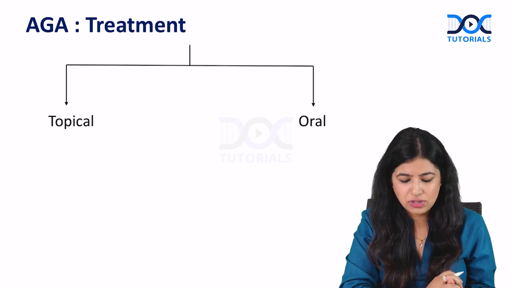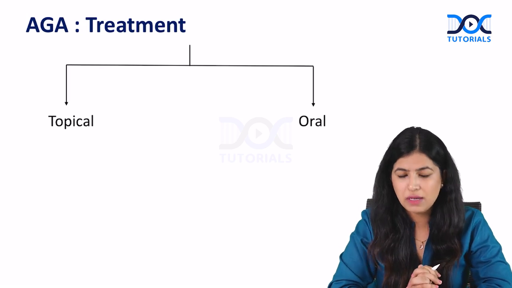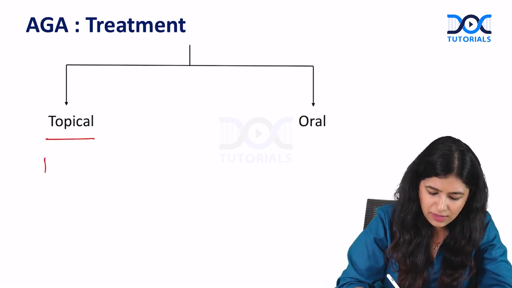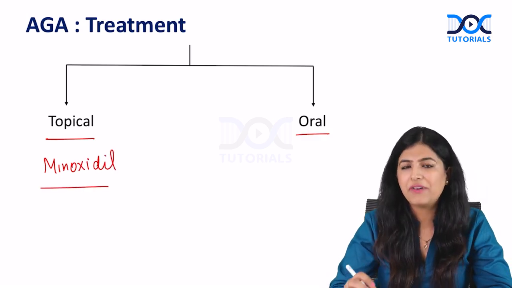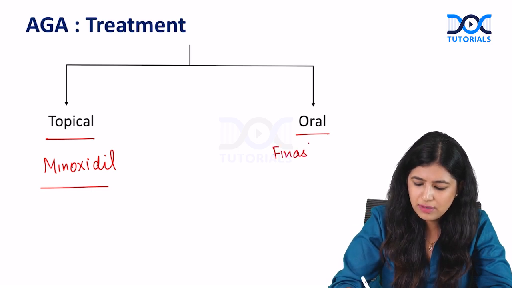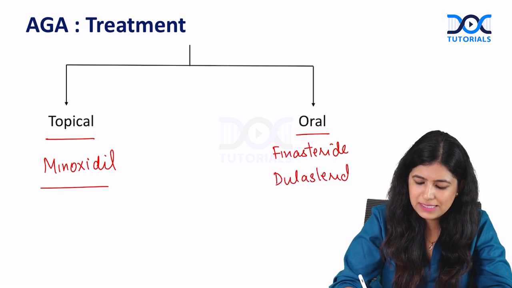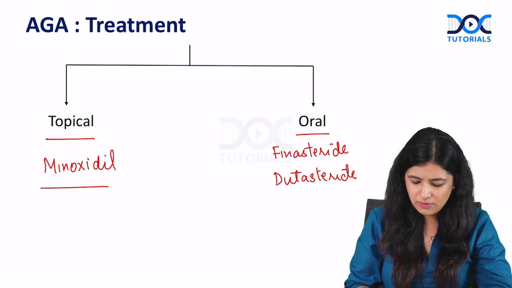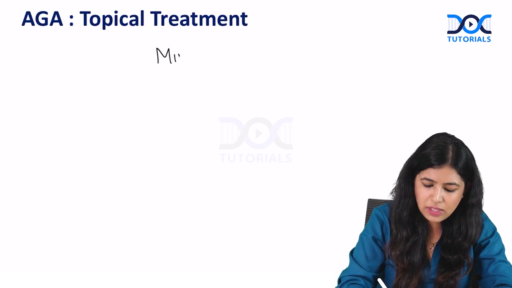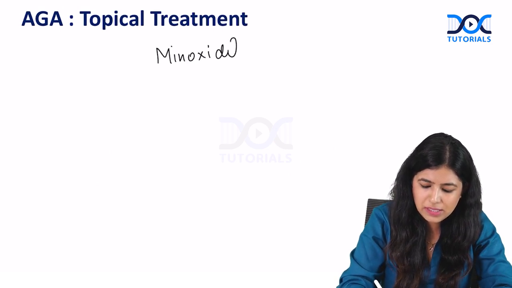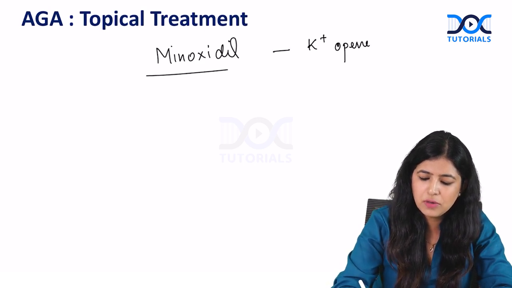Now, how do you treat these patients? There are only two categories of drugs which are FDA approved. In the topical drugs, we have minoxidil, and in the oral drug, we have 5-alpha reductase inhibitors, which are finasteride and dutasteride. So these are the two types of drugs that we can use in our patients. So coming to the topical management, the drug that we use in topical management is minoxidil. You know from pharmacology that minoxidil is a potassium channel opener.